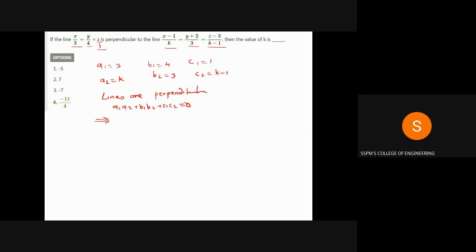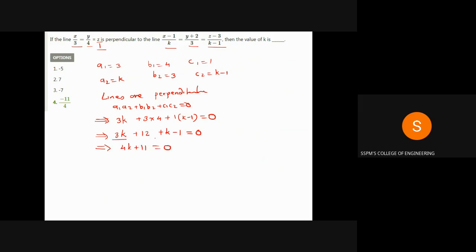we get 3k plus 3 into 4 plus 1 into (k minus 1) is equal to 0. See this, the value of a1 is equal to 3, a2 is equal to k, b1 is 4, b2 is equal to 3, c1 is equal to 1, and c2 is equal to k minus 1. If we simplify this, we will get 3k plus 12 plus k minus 1 is equal to 0, which implies 4k plus 11 is equal to 0.